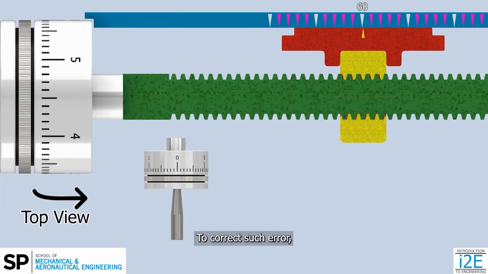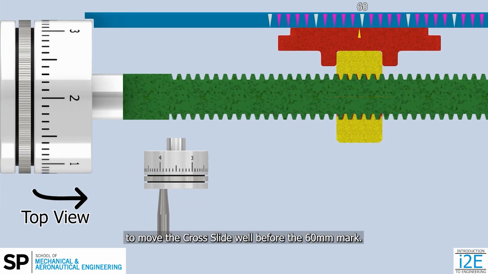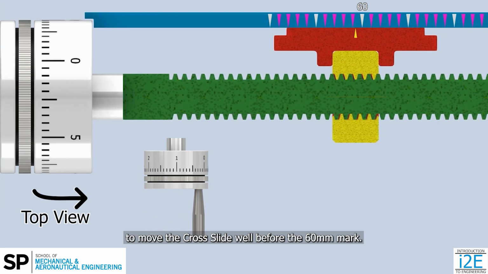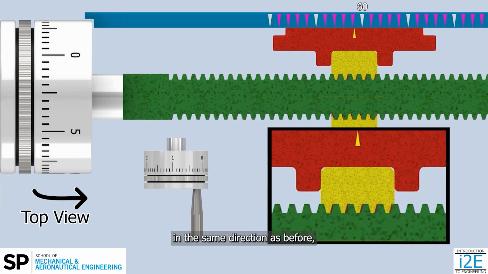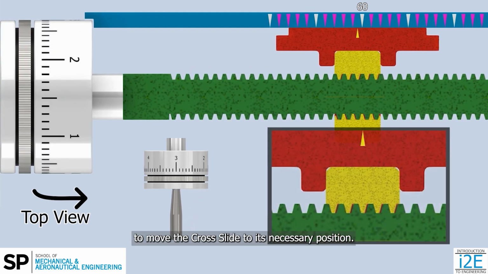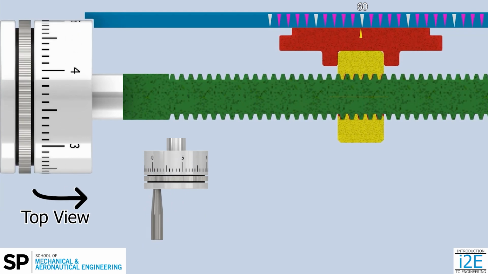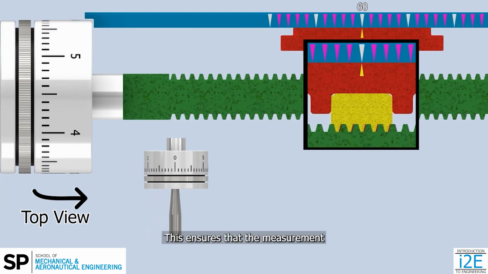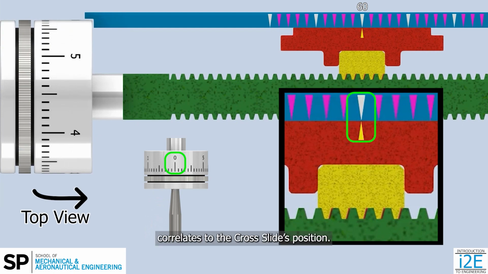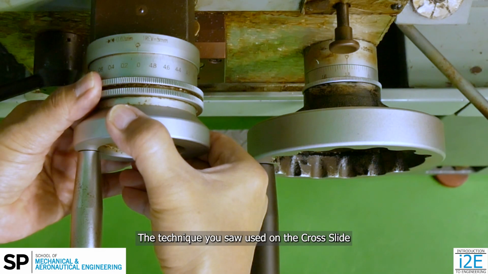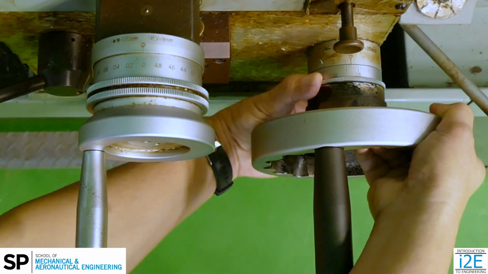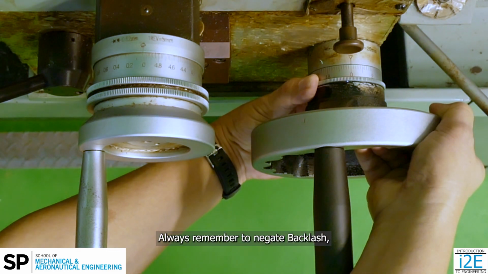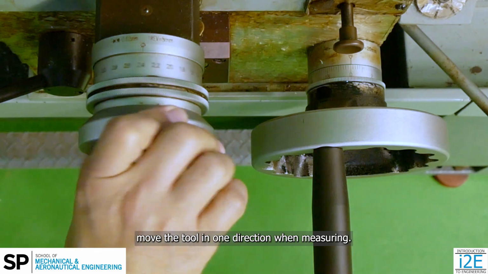To correct such error, reverse the handwheel multiple times to move the cross slide well before the 60 mm mark. Then, rotate the handwheel in the same direction as before to move the cross slide to its necessary position. This ensures that the measurement shown on the handwheel dial correlates to the cross slide's position. The technique you saw used on the cross slide is also used on the carriage and compound slide. Always remember, to negate backlash, move the tool in one direction when measuring.